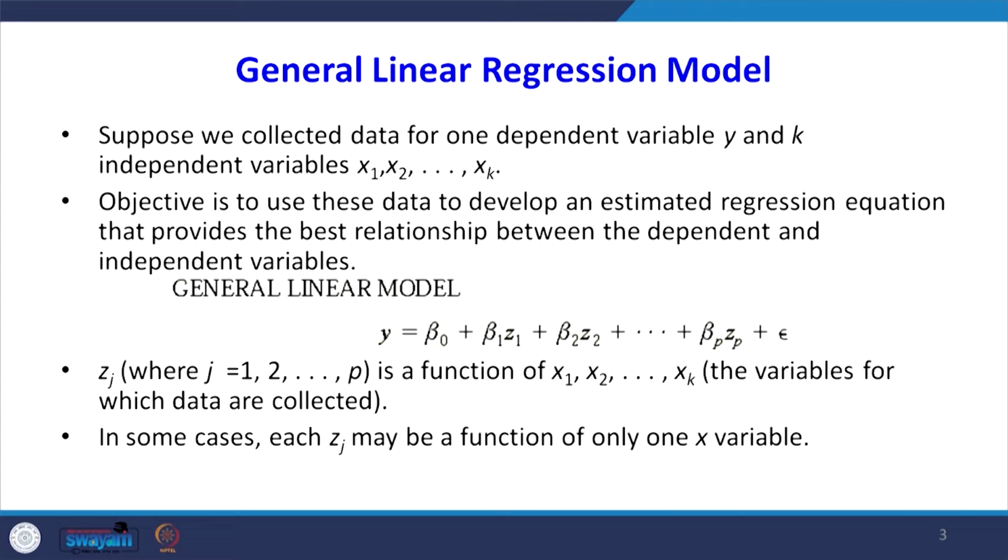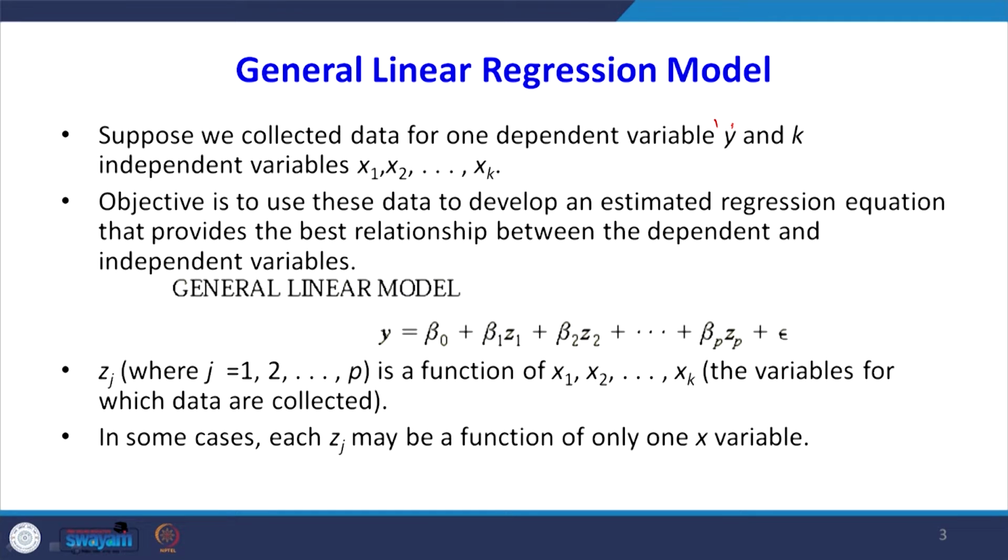General linear regression model. Suppose we collected data for one dependent variable y and k independent variables. The independent variables are x1, x2 and so on up to xk. The objective is to use these data to develop an estimated regression equation that provides the best relationship between the dependent and independent variables. So, the general form of the linear regression model is y equal to beta 0 plus beta 1 z1 plus beta 2 z2 plus and so on plus beta p zp plus error term.